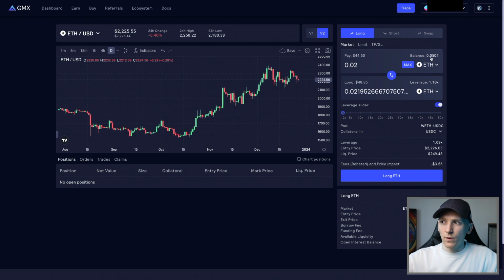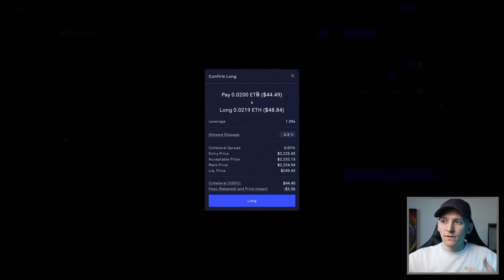As you can see, we're still using ETH because that's the thing that I have value in, and it's going to use that. If I press long ETH, it's going to swap the ETH into USDC. To use that, ETH will be swapped to USDC on order execution. So it's going to do that for me. Don't have to worry about that. And then it's just going to use that USDC as collateral. So let's do this just to show you.